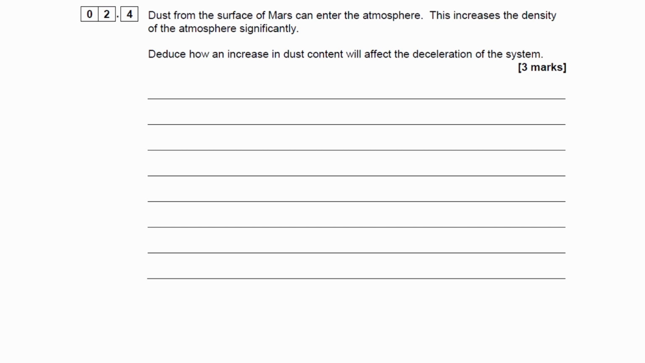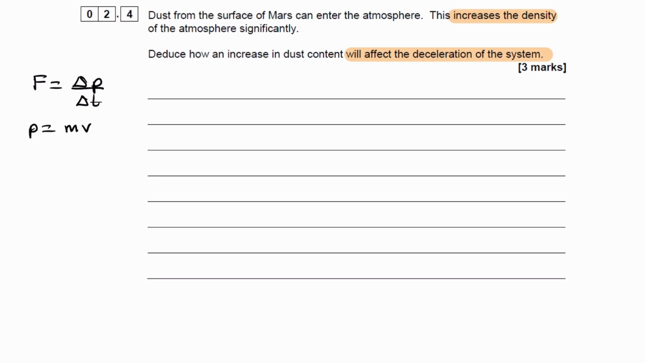2.4. Dust from the surface of Mars can enter the atmosphere. This increases the density of the atmosphere significantly. Deduce how an increase in dust content will affect the deceleration of the system. Okay, so we want to consider how the deceleration changes. Deceleration is related to force, and force is equal to rate of change of momentum. Momentum is mass times velocity.